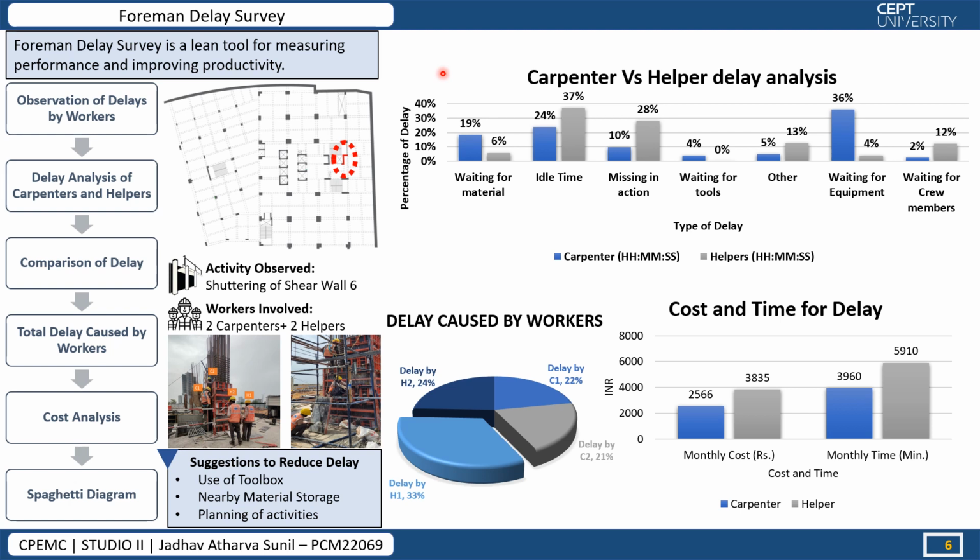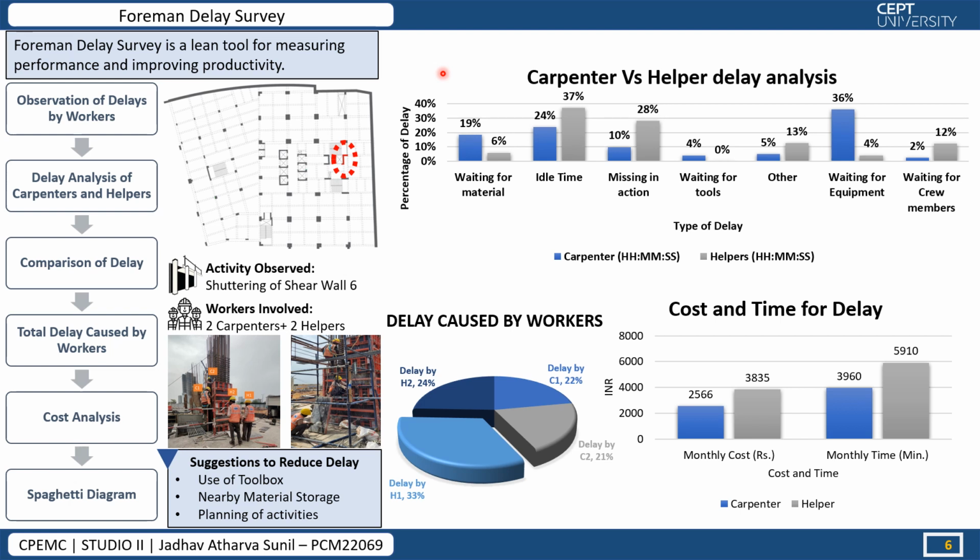Starting with the foreman delay survey. Foreman delay survey is a lean tool for measuring performance and improving productivity. The process followed by us on site is, first we observe delays by worker, then analyze the delay of carpenter and helpers. A comparison was done of both the delays in total delay caused by workers, then the cost which was affected by the delay, and a spaghetti diagram was suggested by us to reduce the delay.